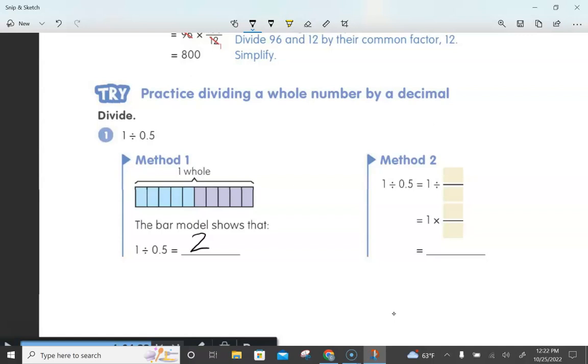Now, another way we could do this is turning everything into a fraction. So now we have 1 divided by 5/10, which would equal 1 times 10 over 5. And we have 1 times 10 is 10. Then we have 5 there. 5 goes into 10 2 times. So those are two different ways that you can set up this type of problem.